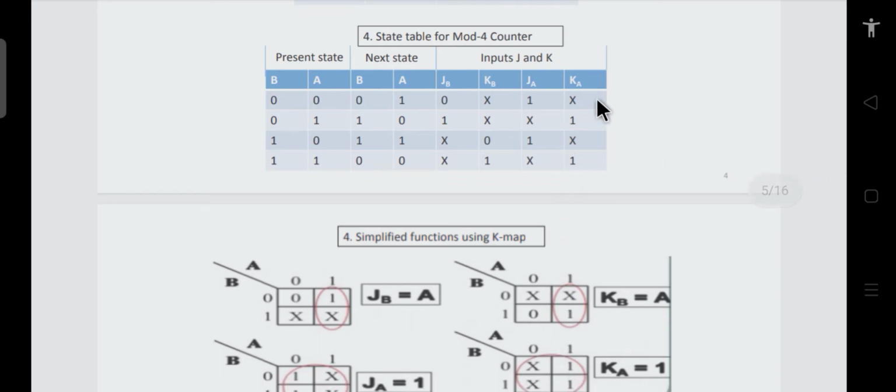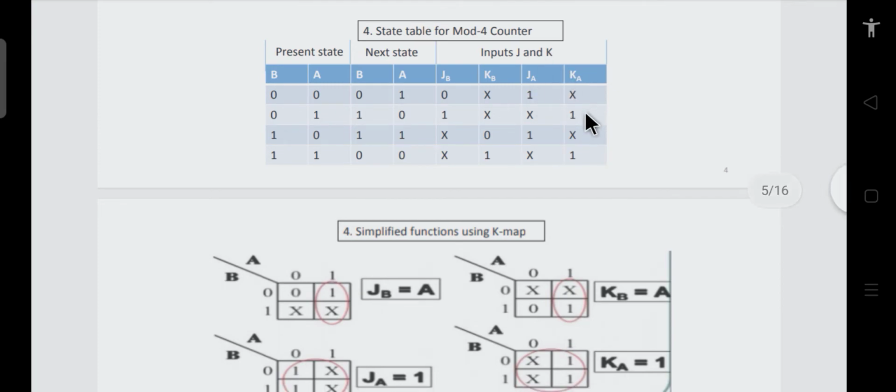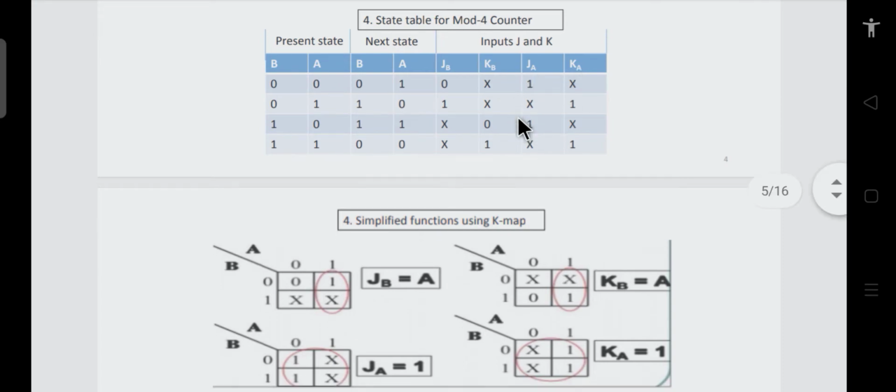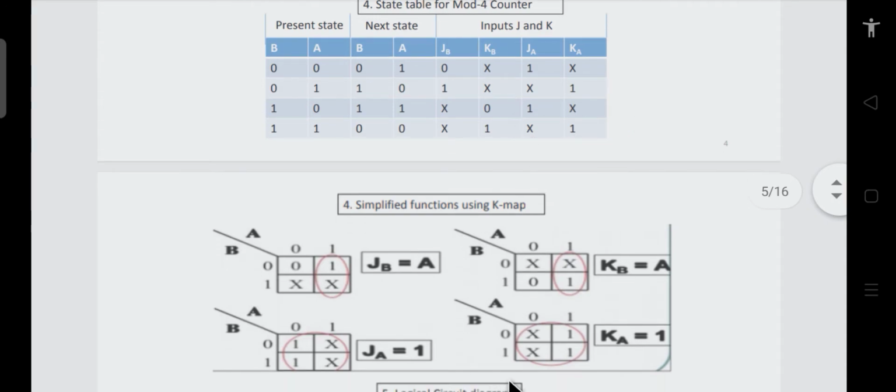So what we have to do is simplify each of these inputs. You can see that there are 4 inputs, JA, KA, JB and KB. For each of these inputs we have to write the K-map in terms of the present state. Our present state is, let's say, 00, 01. This is the K-map, and because there are only 2 variables, I have used a two-variable K-map.